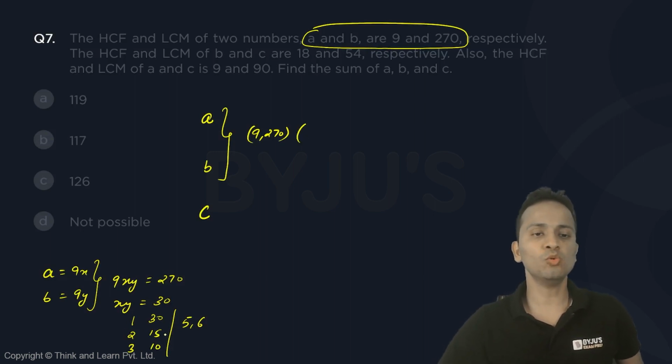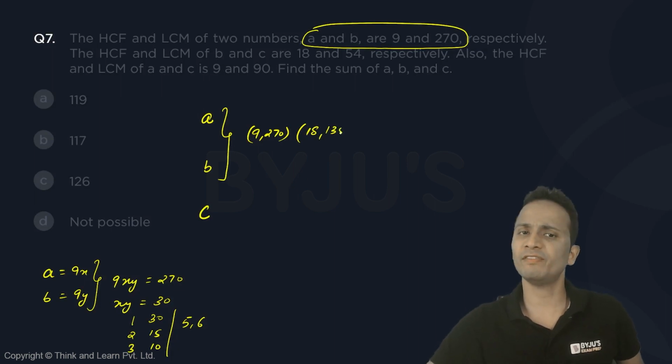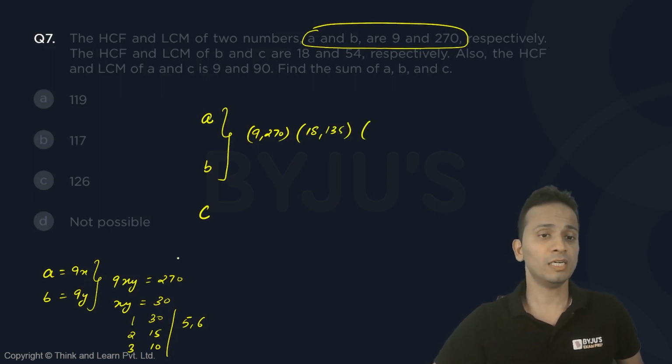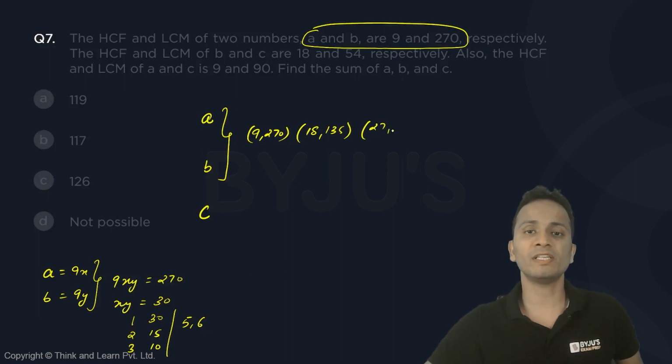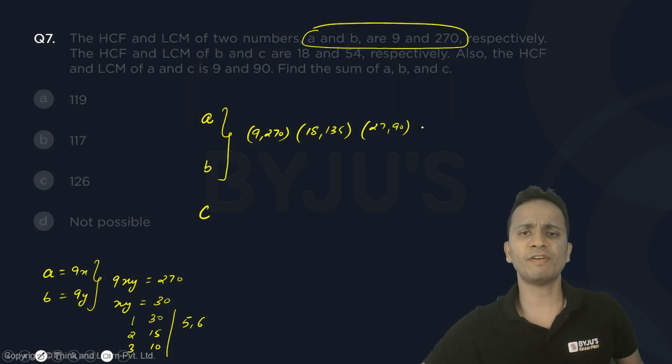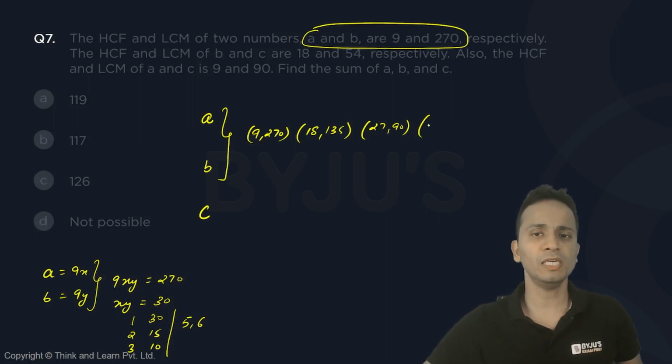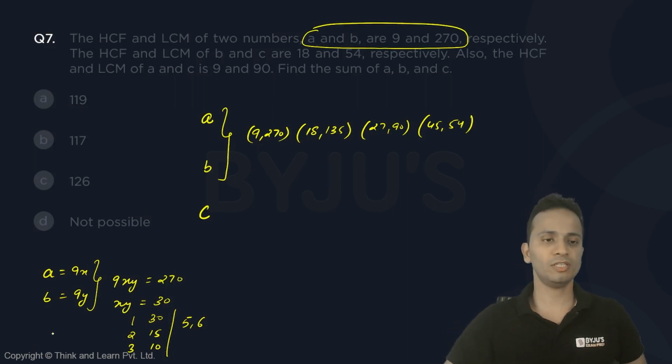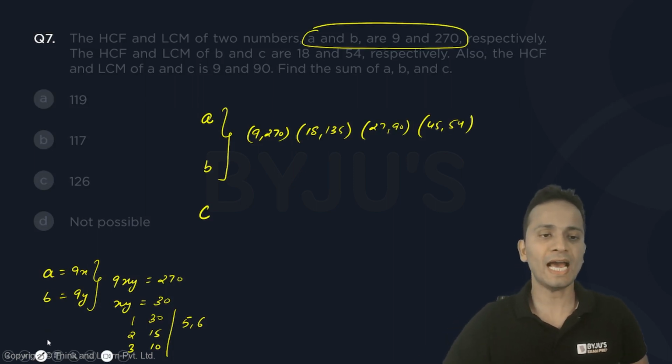If the values are 2 and 15, it can be 18, 135. It can be in any order. The other scenario can be 27, 90 if the values of x and y are 3 and 10. And if they are 5 and 6, it will be 45 and 54 in any order. These are for the values of A and B.